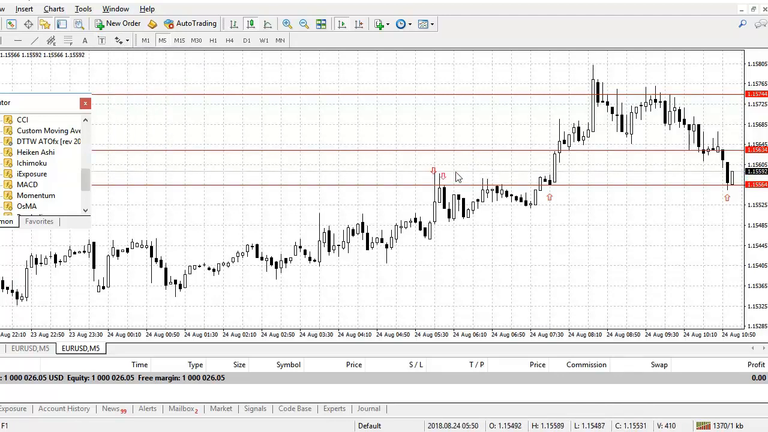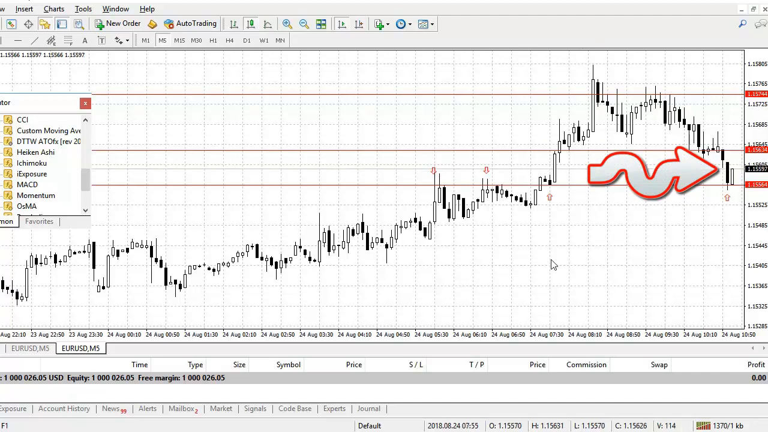Yeah, and as you can see, the market again rallied from this level, flip-flopping around in this channel, and it can basically do that for hours on end.